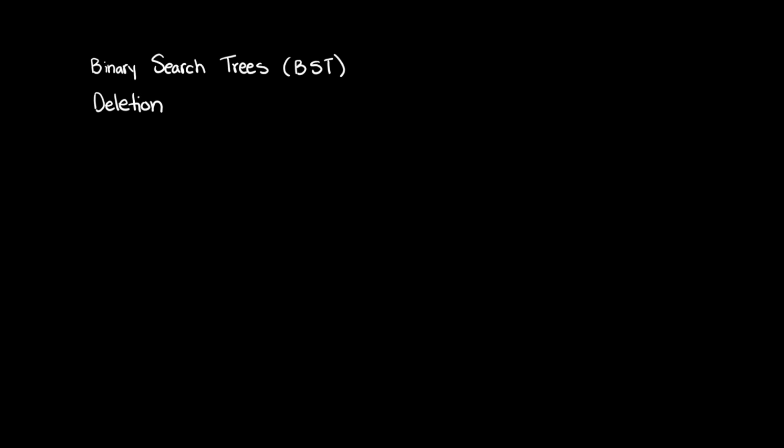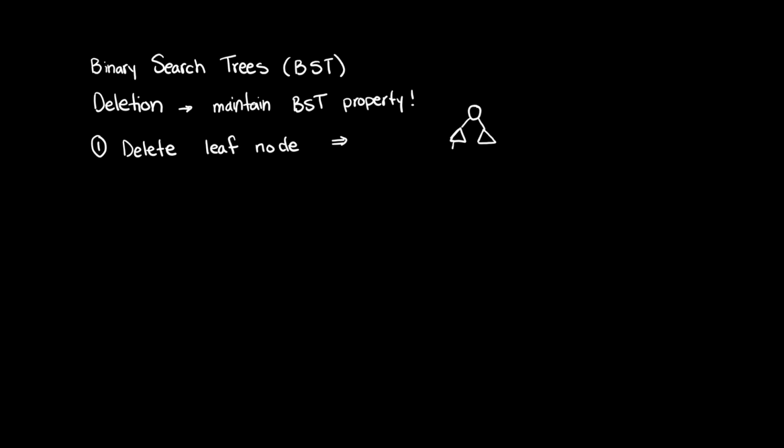Deleting nodes from a BST may be tricky, as the tree may disconnect and we would have to maintain the BST property after deletion. We can consider three cases for deletion. First, if the node we want to delete is a leaf node, we simply delete that node. Second, if the node we want to delete has one child, we promote that subtree to the place of the deleted node.